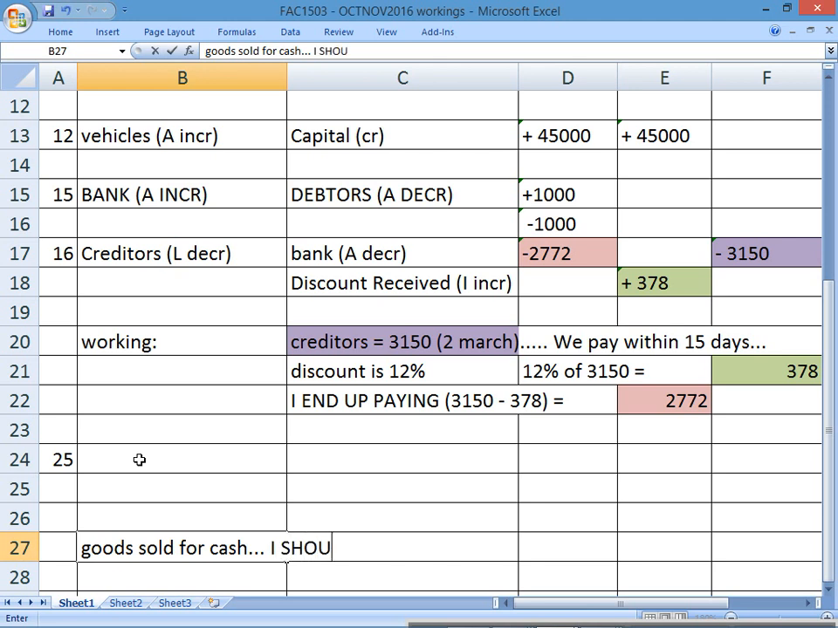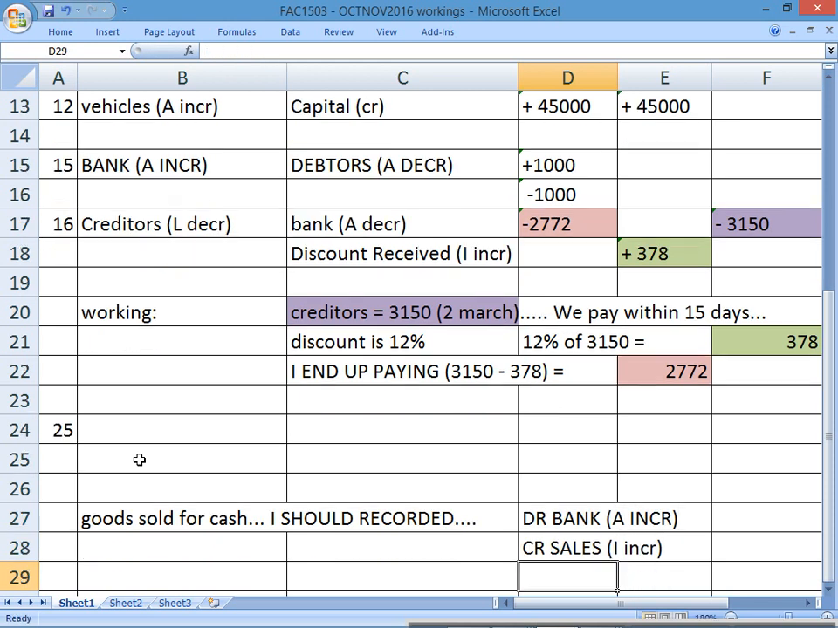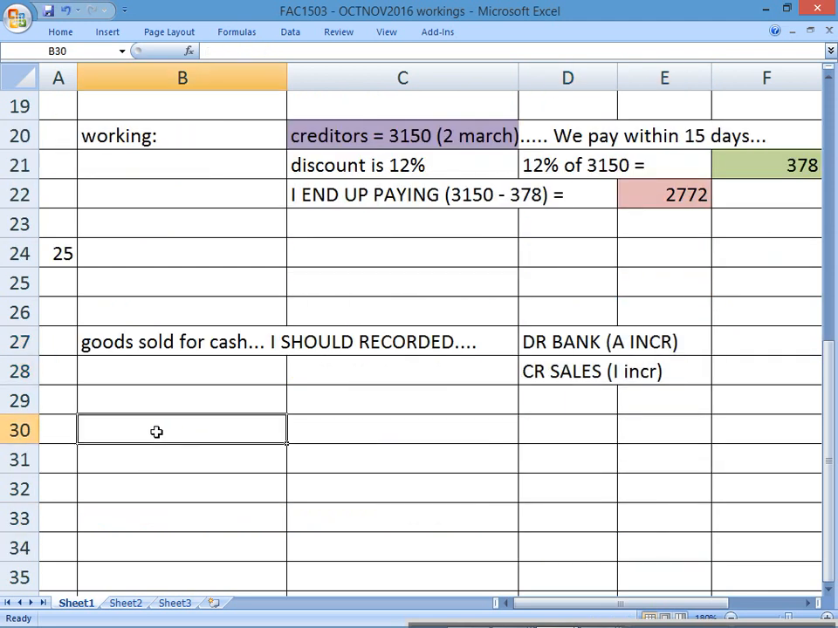I should have recorded, this you would be able to do: debit the bank, asset increase, credit the sales, income increase. That you can do. This is what I should have recorded when I sold goods for cash, because that's what they said. They say it was incorrectly recorded in the debtors control column of the cash receipts journal. So what does that mean? Well, in the cash receipts, which we'll talk about just now, you would debit the bank, asset, increase. Asterisk, this is the cash receipts journal, CRJ.